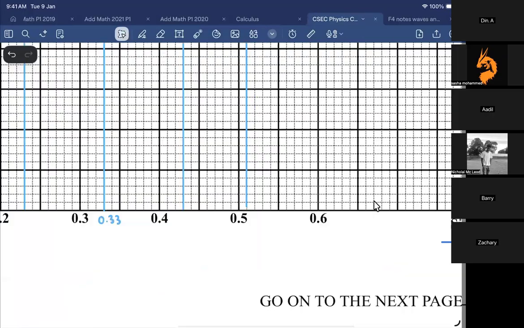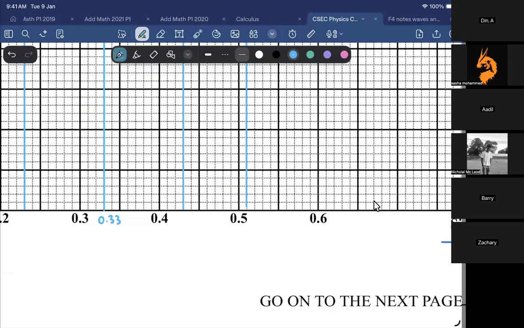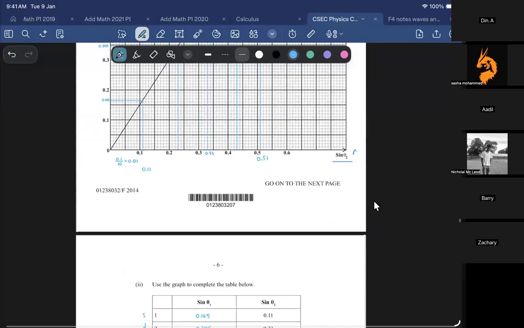Right, what value are they looking for? 0.51. Excellent.